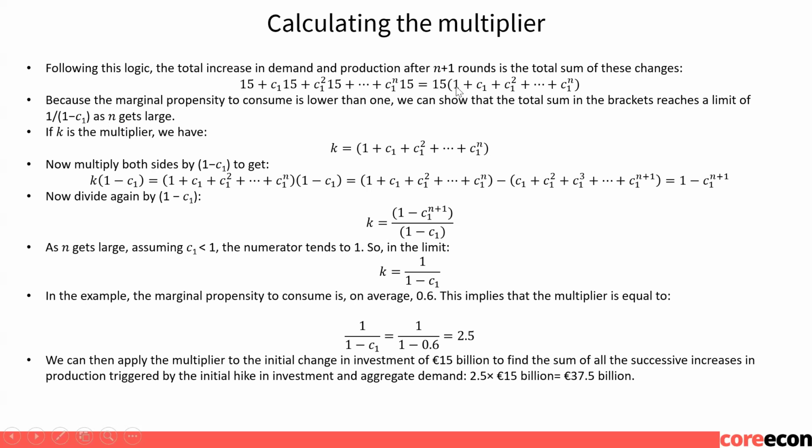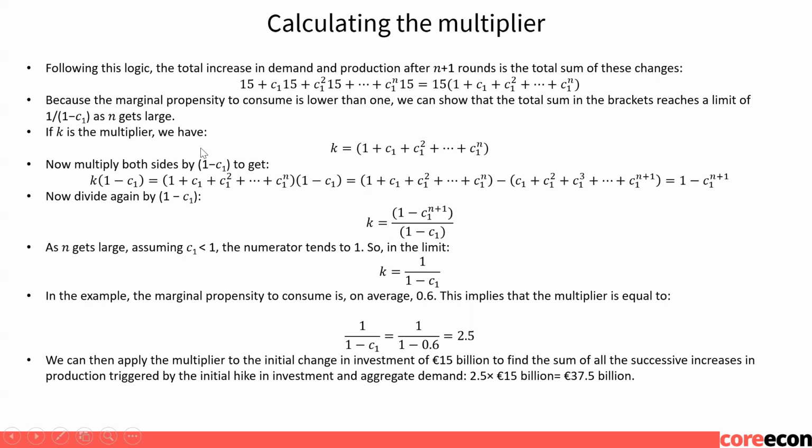So let's say this summation here, except for the 1, the terms in the brackets, let's call that constant k, right? And let's multiply both sides of this equation with 1 minus c1. So this is going to turn into k times 1 minus c1, as you can see here. And this right-hand side is going to turn into 1 plus c1 squared plus so on, times 1 minus c1. So the parentheses times 1 minus c1.